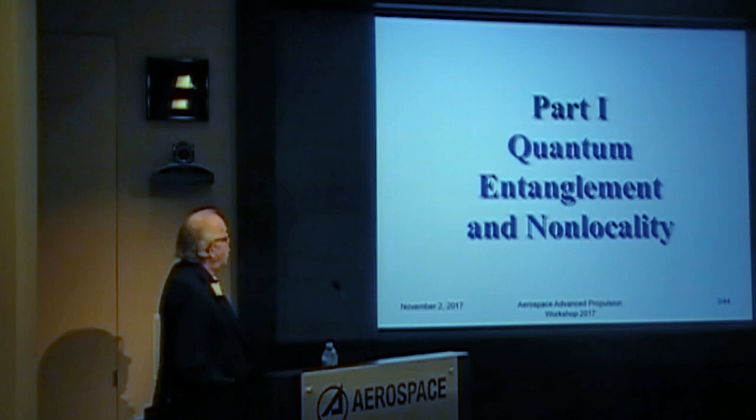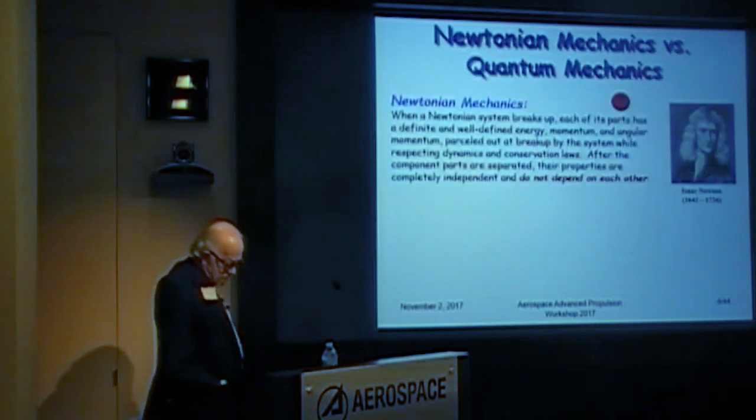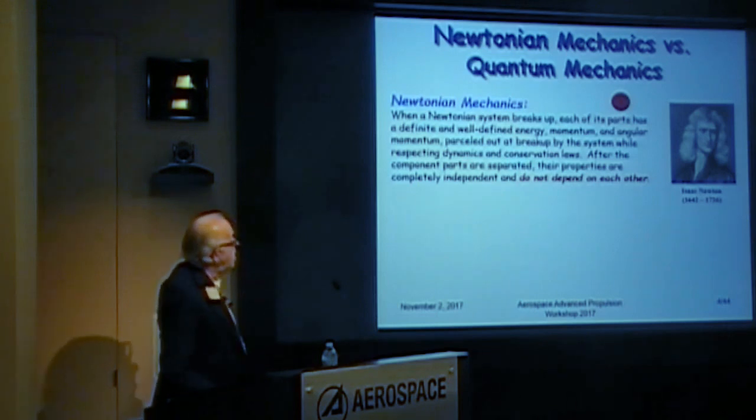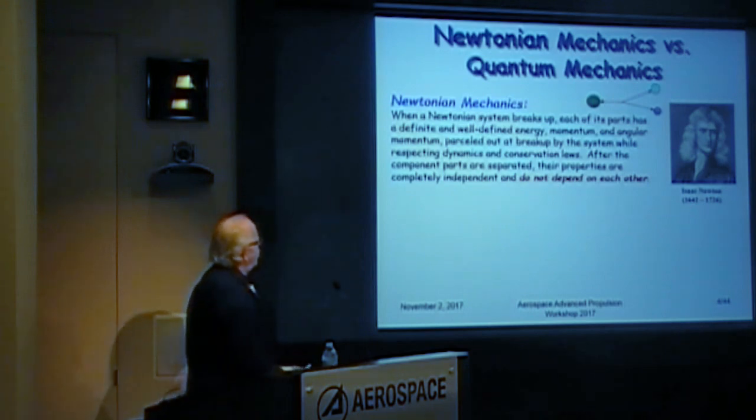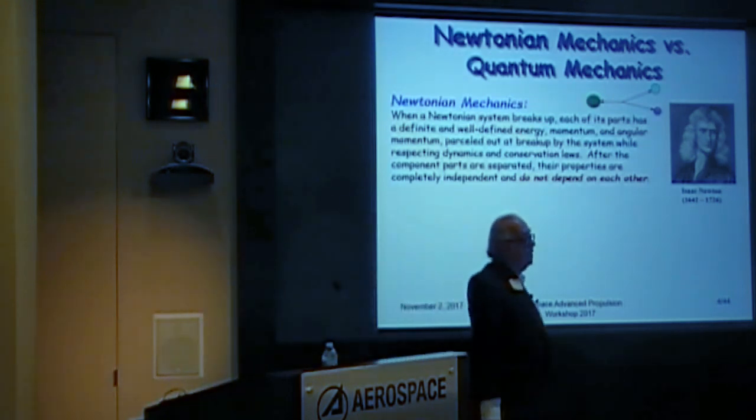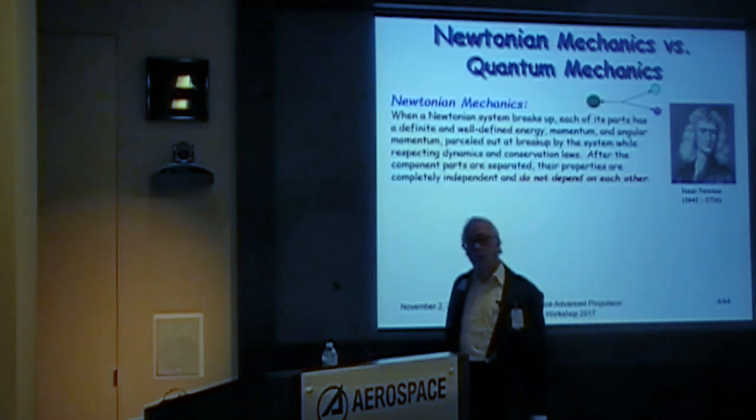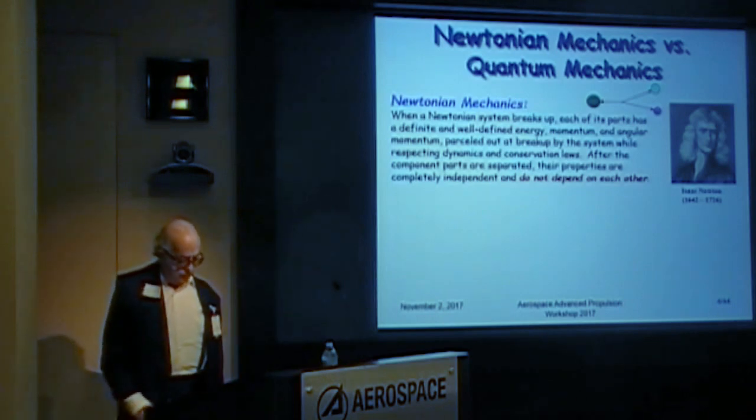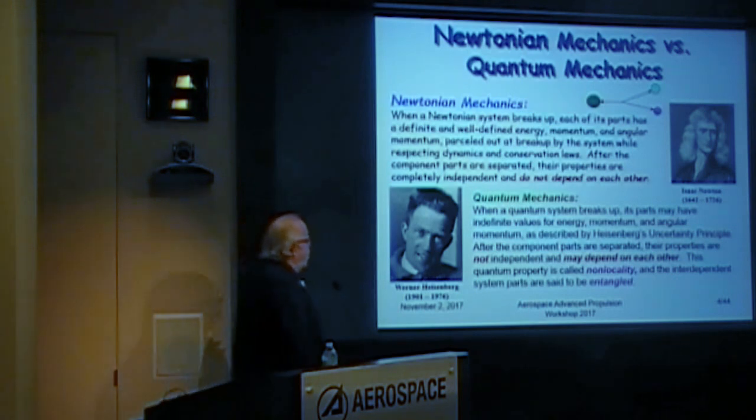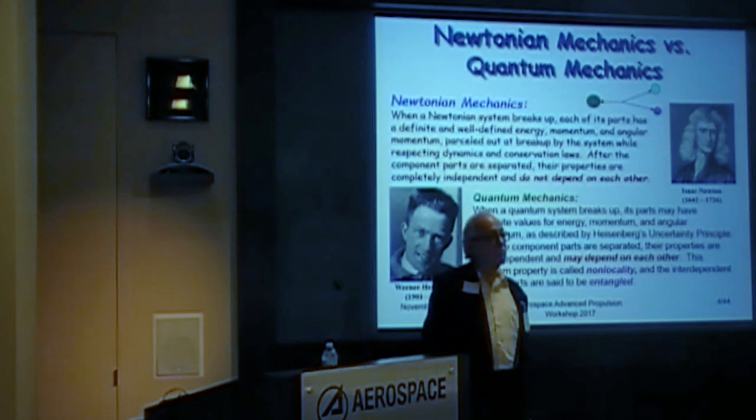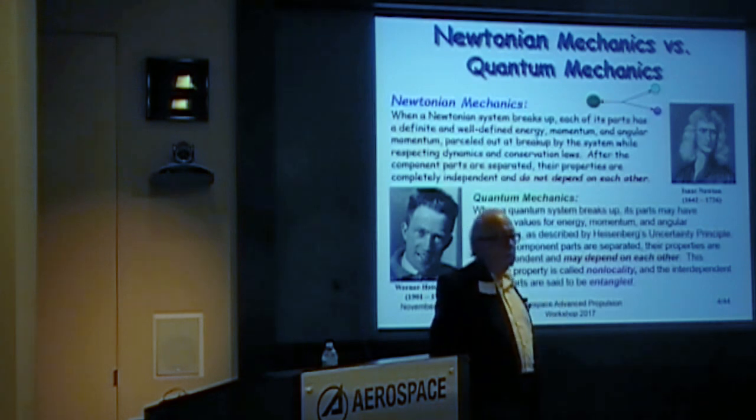Okay, so to get started, here we have an object that's breaking up into a couple of pieces, and in Newtonian mechanics, each of these pieces has a definite momentum, a definite angular momentum, a definite energy, because these are conserved quantities. However, in quantum mechanics, there's a problem, because the quantities that the uncertainty principle talks about are many of the same properties that are conserved in these conservation laws. And so you have this dichotomy between what's uncertain and what has to be conserved.